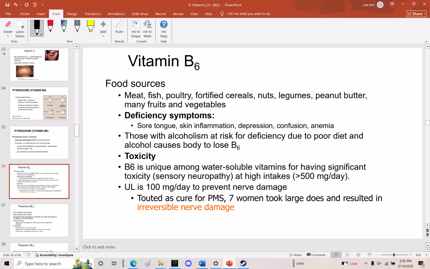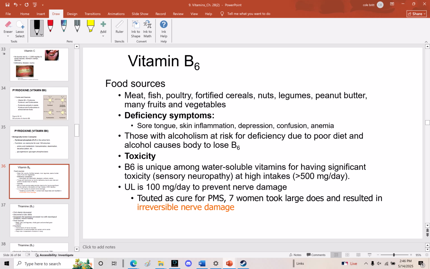Remember, these haven't been very toxic. Folate, not really toxic. B12, no UL, we don't think it's toxic. Vitamin C, not really toxic, but we have a UL because of gastrointestinal issues. B6, we have toxicity. So this is an interesting characteristic of B6 we're not seeing in the other water-soluble vitamins. So this is why you want to remember this.